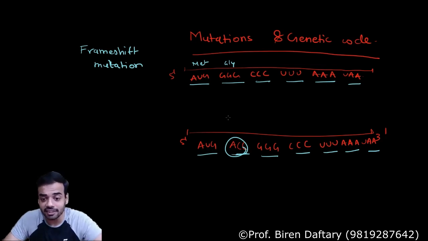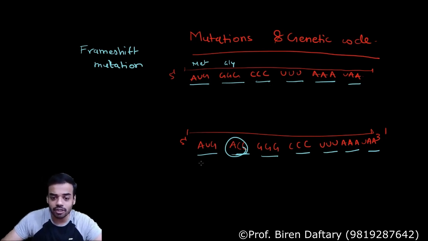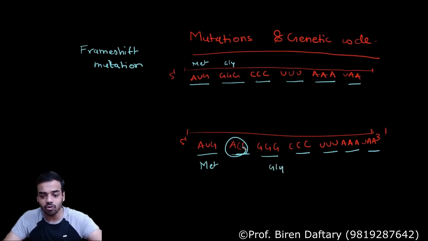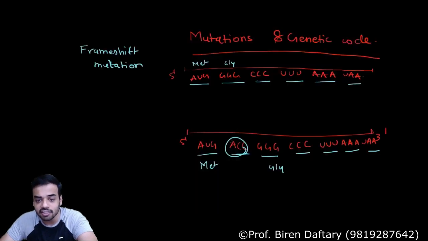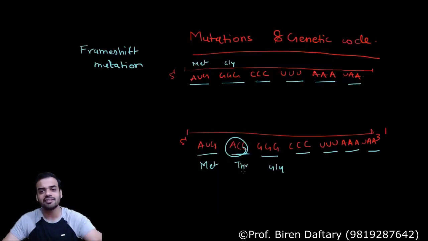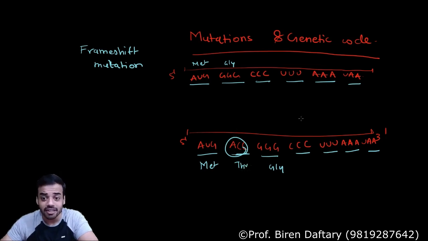Suppose if between A and U, ACC is added, then obviously there will be a frame shift. But here I am adding these 3 nucleotides in between these 2 codons, so that will not result in a frame shift, because all these reading frames are going to be the same. So AUG is going to form methionine, GGG will form glycine, the order will be the same. The only difference is there is ACC over here, so threonine will be formed, that is just one extra amino acid. It is a mutation, but it is not going to change the order of all the other amino acids.